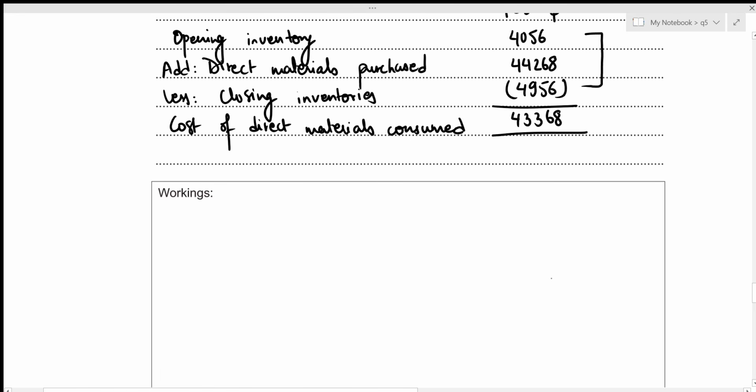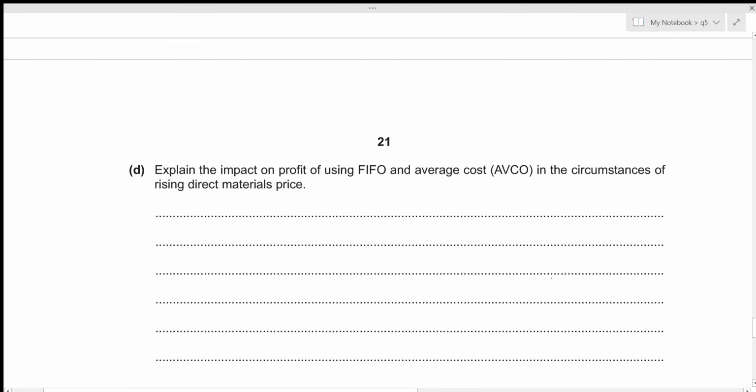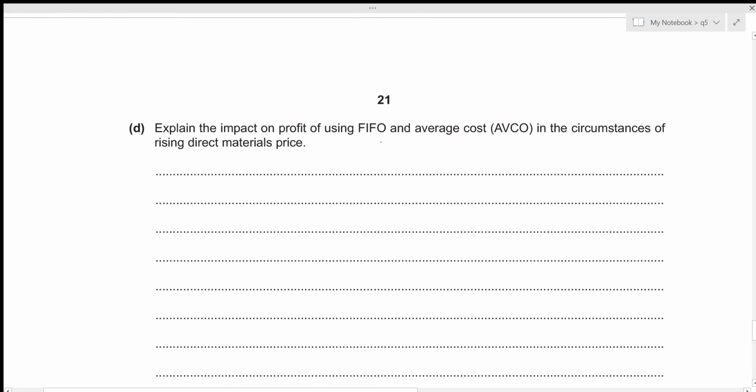And we can see that we are given the working section. So instead of scribbling all over the question paper like I did, you guys should be showing all of your workings in this particular box. Now for the fourth part, we need to explain the impact on profit of using FIFO and average cost in the circumstances of rising direct materials price. Okay, so let's write down how these are treated in FIFO first.